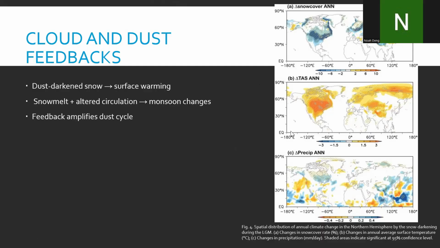Now let's take a closer look at Shen's figure. It's the spatial distribution of annual climate change in the northern hemisphere by snow darkening during the LGM. In the change of snow cover rate, most of the snow in the Midwest and around the edge of the ice sheets in northern Russia was lost, while Alaska and China for some reason gained snow. Now, as for the change in the annual average surface temperatures, the report mentions some parts got 2 to 3 Celsius higher, which mainly affects the area by the edges of the ice sheets like Midwestern Ontario and US.